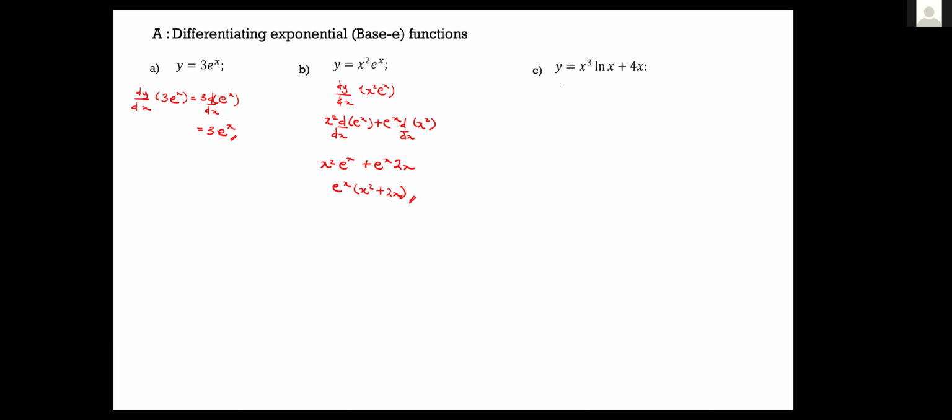For this function here, we have x cubed. The derivative of ln x is 1 over x, plus ln x times 3x squared plus 4. And then this just gives us x squared plus 3x squared ln x plus 4.